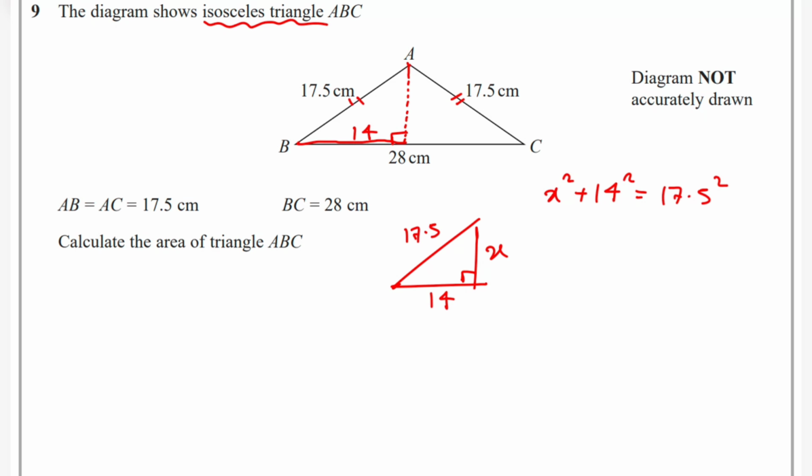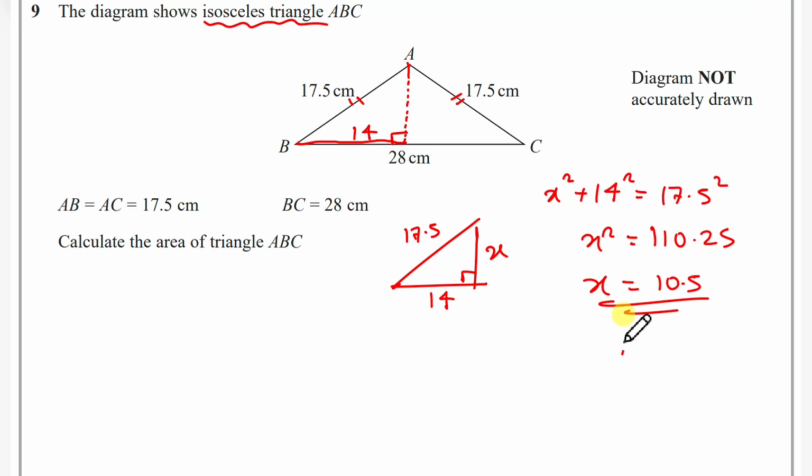Let's put that in the calculator, guys. 17.5 squared minus 14 squared. If you do that, you should get an x squared answer of 110.25, and don't forget to square root. Remember, you want x, not x squared. If you do that, you should get a nice clean answer of 10.5. So the height is actually 10.5.